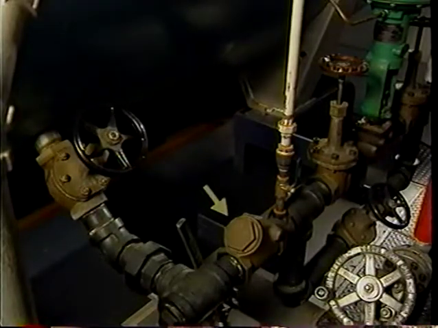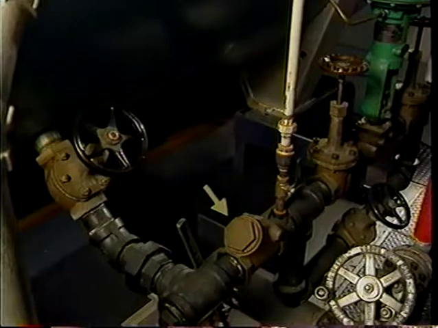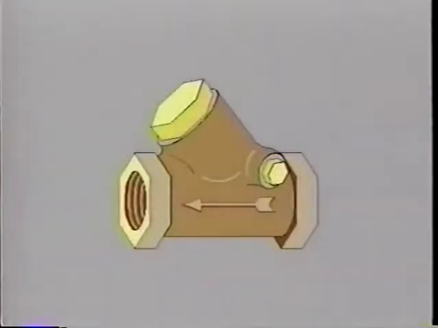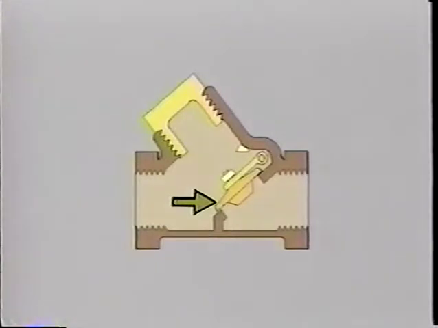The feedwater check valve is located next to the feedwater stop valve and prevents feedwater from flowing from the boiler back to the feedwater pump. The feedwater check valve opens and closes automatically with a swinging disc. The valve is open when water is fed to the boiler. If water flows back from the boiler, the valve closes.